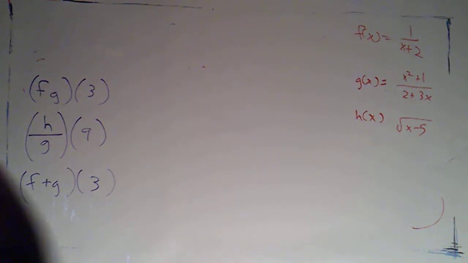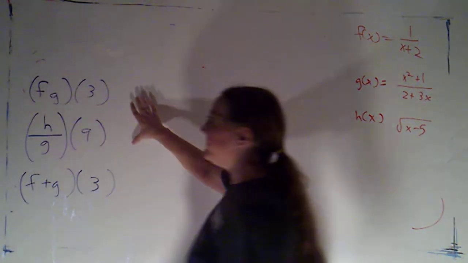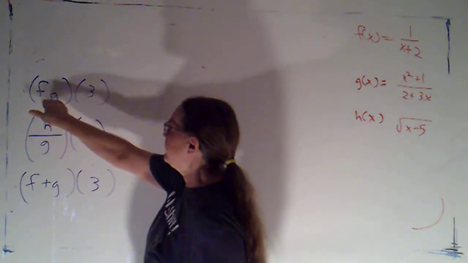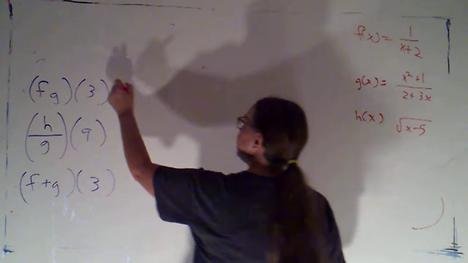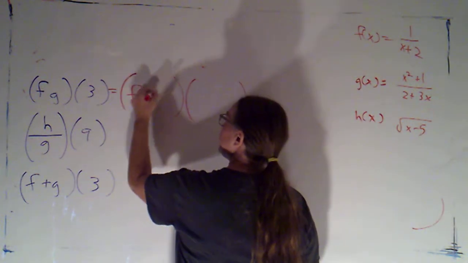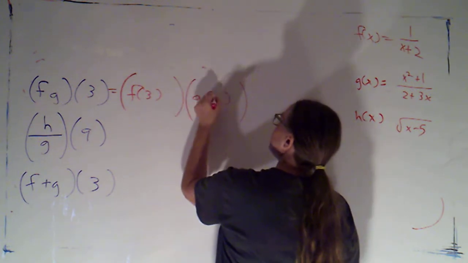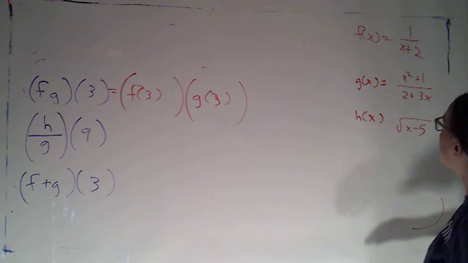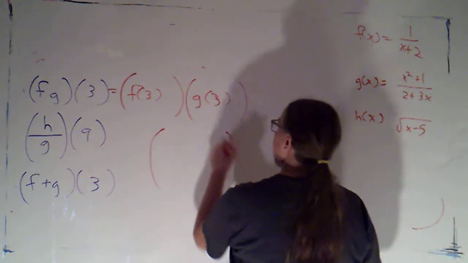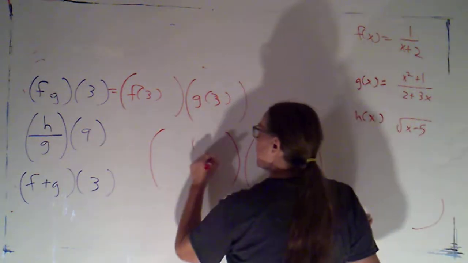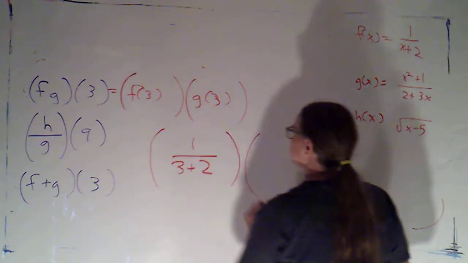I gave you these 3 problems to try at the end of the last video. Let's just remember how this is defined. The function f times g, if I'm evaluating that at 3, that just means I'm going to evaluate both functions at 3, so f of 3 and g of 3, and then multiply the results. Okay. So if I look at f of 3, I'm just plugging 3 in here, so that's going to be 1 over 3 plus 2.